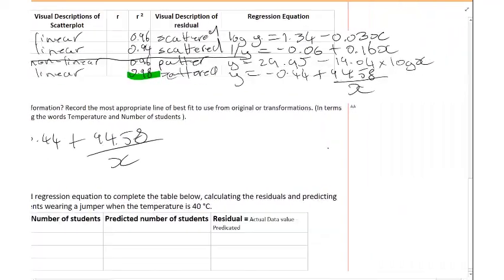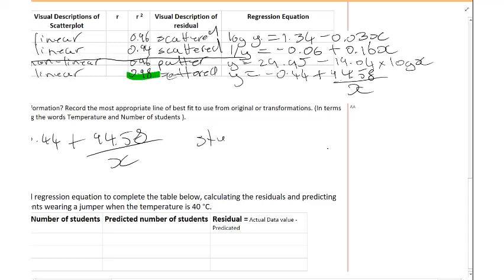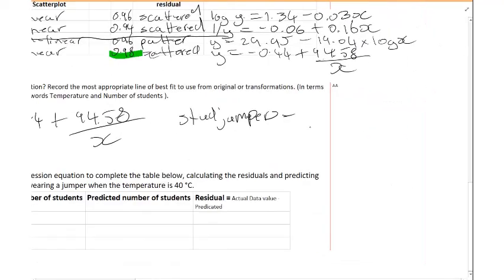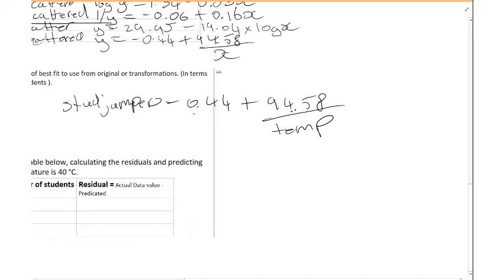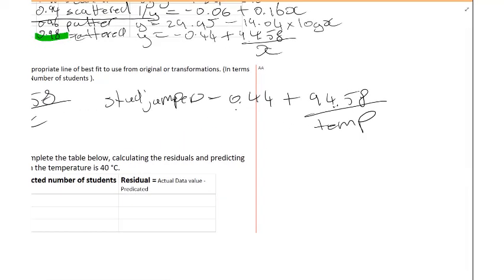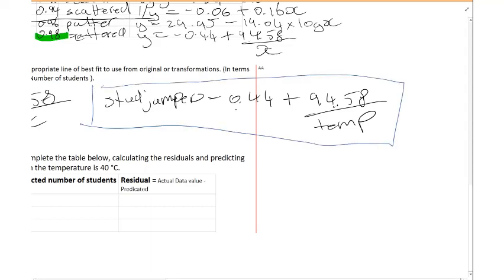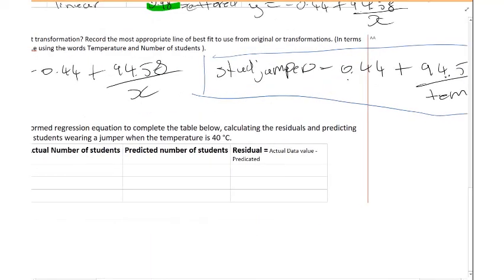And when we write that in terms of its variables, remember, y was student jumpers, equals negative 0.44 plus 94.58 divided by the temperature. This is the equation that you need to make sure you have when it asks for it in terms of the variables.